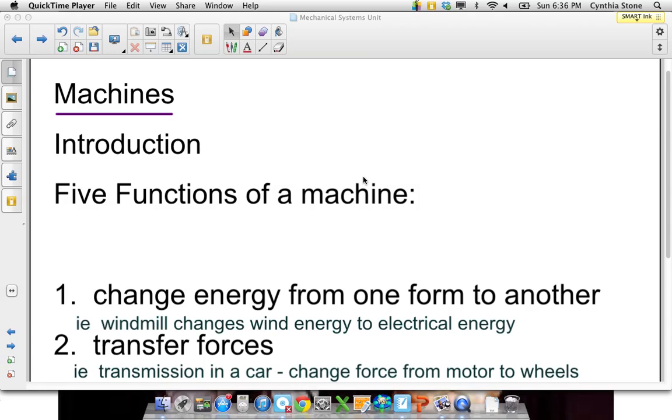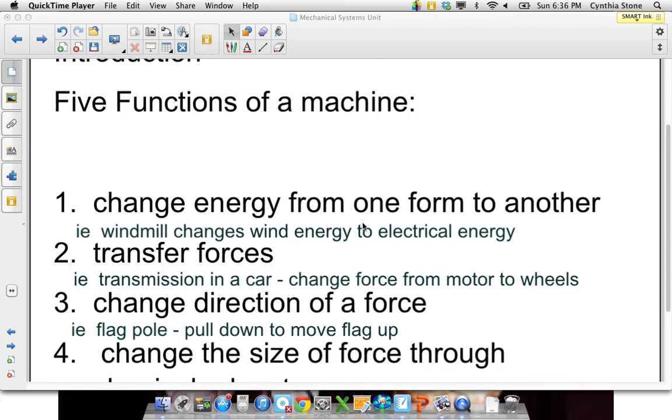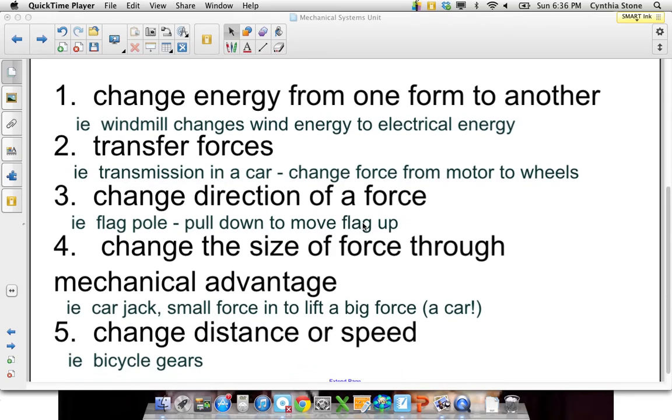And we talk about mechanical advantage and efficiency of machines and how you can increase mechanical advantage. So first of all, you should write this down, the 5 functions of a machine, okay? Changing energy from one form to another.